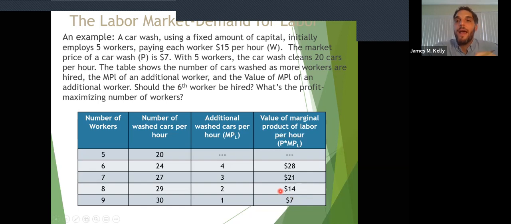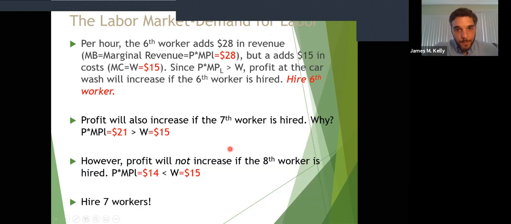So the question is, how many workers should the car wash hire? Well, remembering that the price of labor, or the wage rate, the cost to the firm of an additional worker, is $15, the car wash manager should hire the sixth worker. Why? Because the marginal benefit of $28 is greater than the marginal cost of $15. Additionally, he should hire the seventh worker because, again, the marginal benefit is greater than the marginal cost. So there's going to be positive profit received by the car wash from hiring the seventh worker.